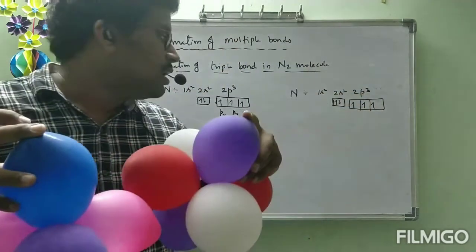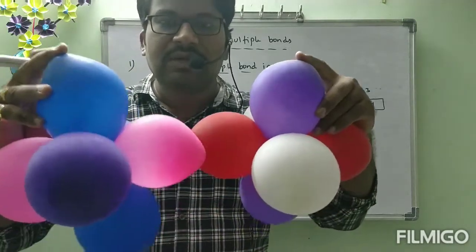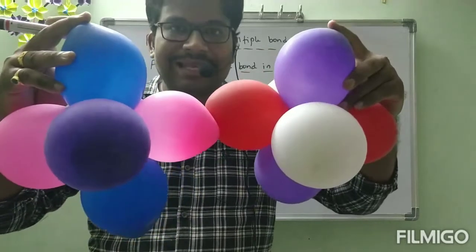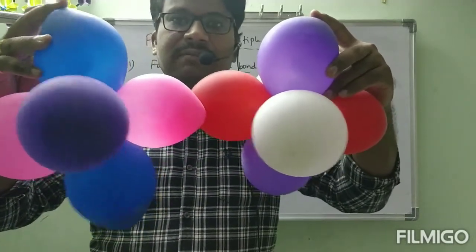I will show on the board also. I will draw the diagram also. Before that, you will get a three-dimensional picture clearly by using these balloons. Okay? This is formed as a sigma bond.